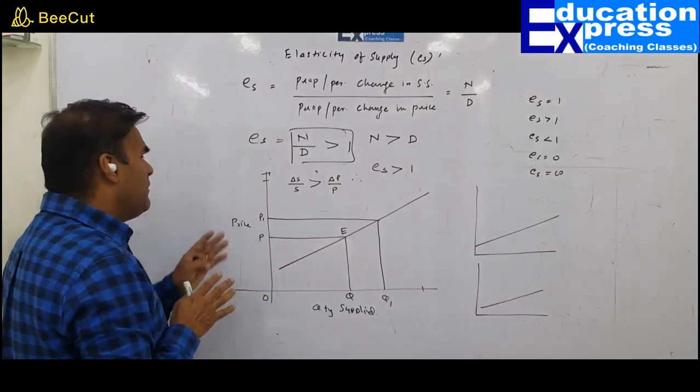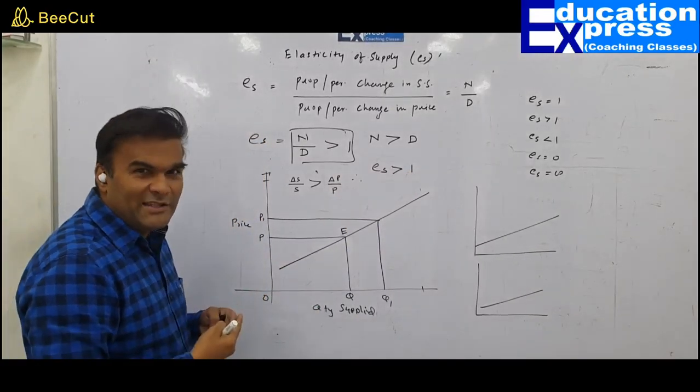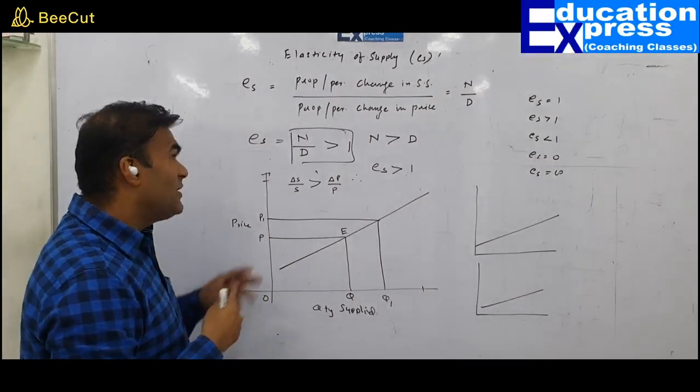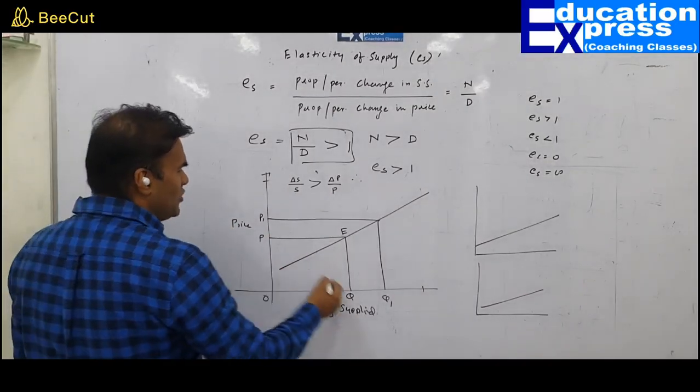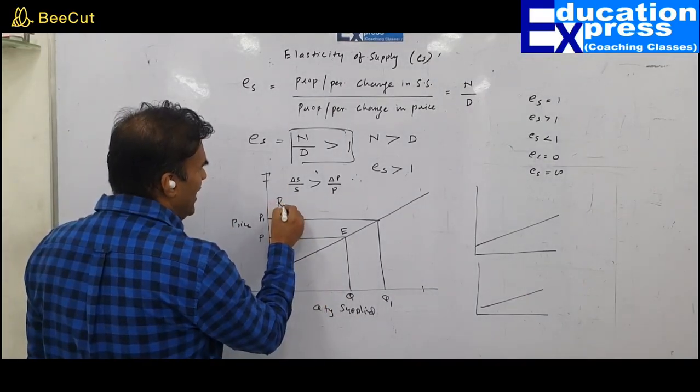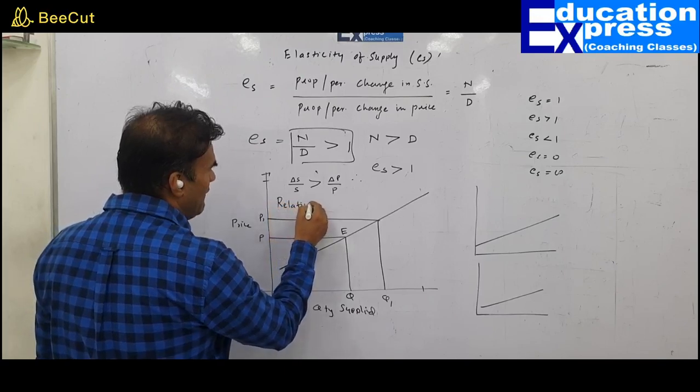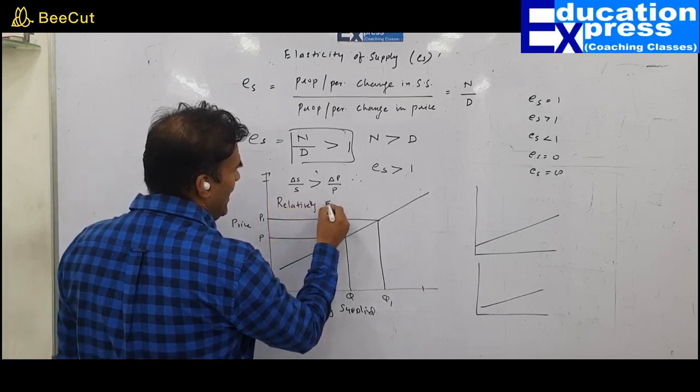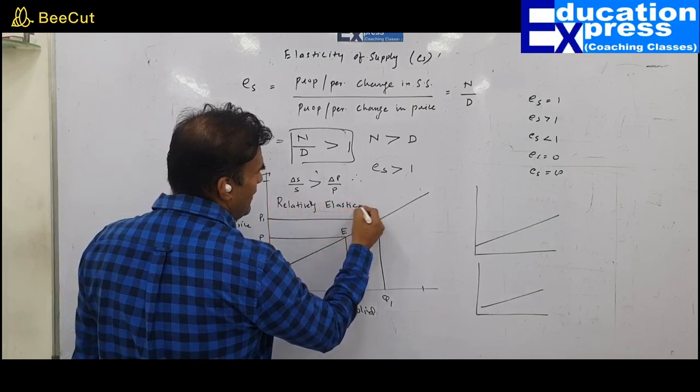It means my supply is very sensitive to the price. Supply is very sensitive to price. So we call it relatively elastic supply.